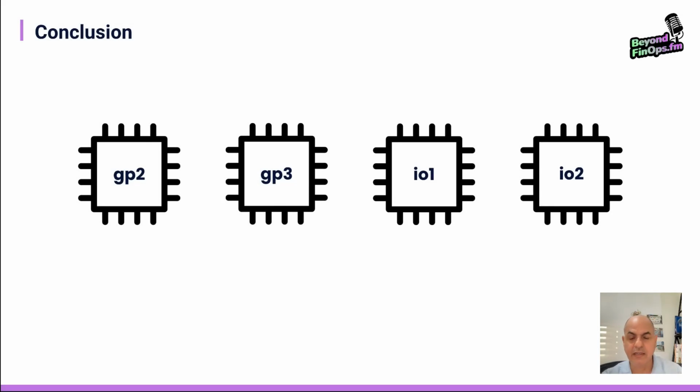When we summarize and come to a conclusion, we started by eliminating GP2 and IO1. We saw that earlier in the episode. And then we were left with two options, GP3 and IO2.